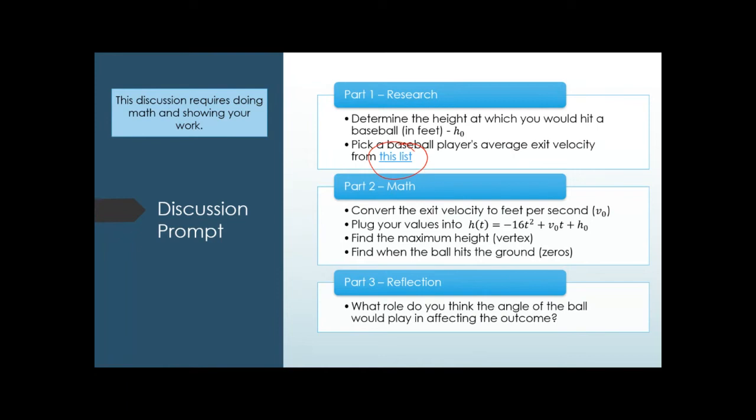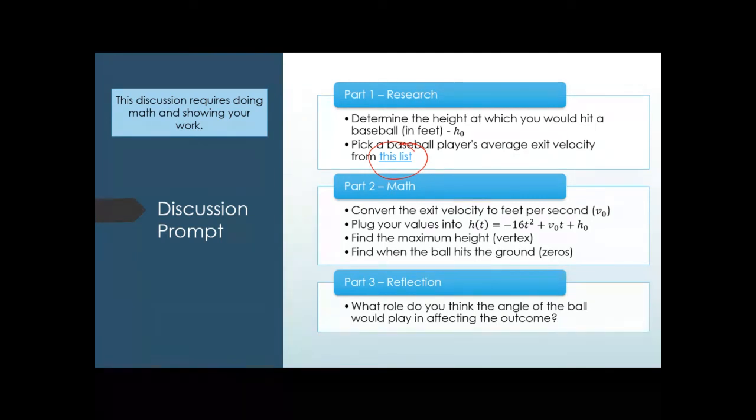So it should be around 95 miles per hour or so, because typically a pitch is thrown at about that speed, and when you hit it with a baseball bat, you're trying not to have a lot of friction. So it should come back at about the same speed, give or take some losses. So you're going to pick data off of that list, and that is going to give you your speed. So that's your research part.